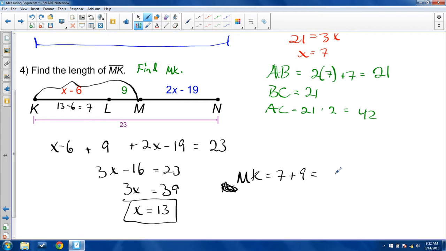Which is 16. Okay. They didn't ask for MN. If that's the case, though, then this length here would have to be 7, which is 2 times 13, 26 minus 19, which is 7. Because 16 plus 7 is 23.